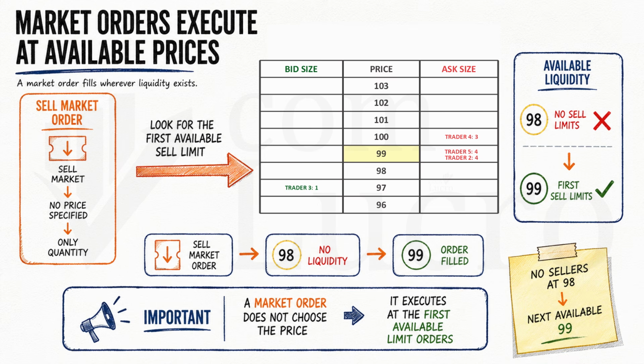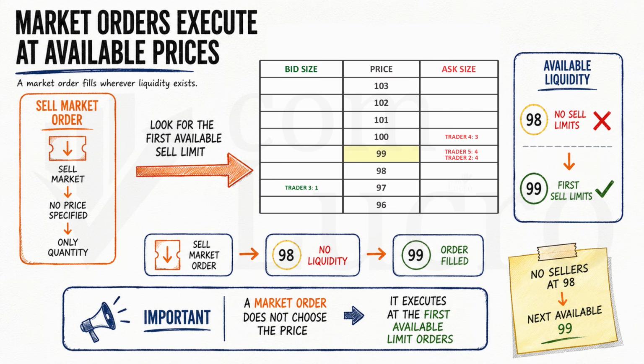Despite the actual price being 97, the aggressive buyer is filled at 99 because that's where he finds someone to buy from. He moved the market up from 97 to 99 because there was no liquidity at 98, no sell limit orders, so the market skipped this price and moved straight to 99. This is called a gap. The market gapped up from 97 to 99.